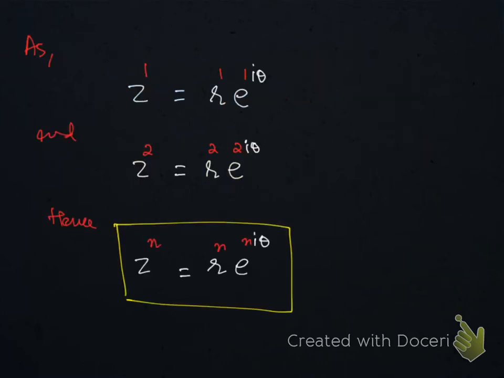Well, for different powers of z, like for power 1, the r has power 1 and the coefficient of theta must be 1. Similarly, if we have power 2 here, then r has the same power and the coefficient of theta must be 2. For n, the power of r must be n and the coefficient of theta must be n theta.